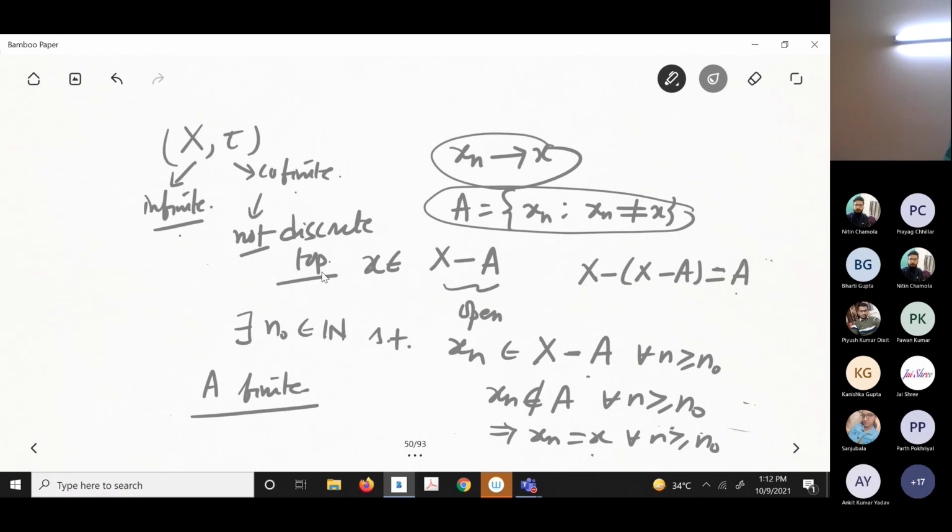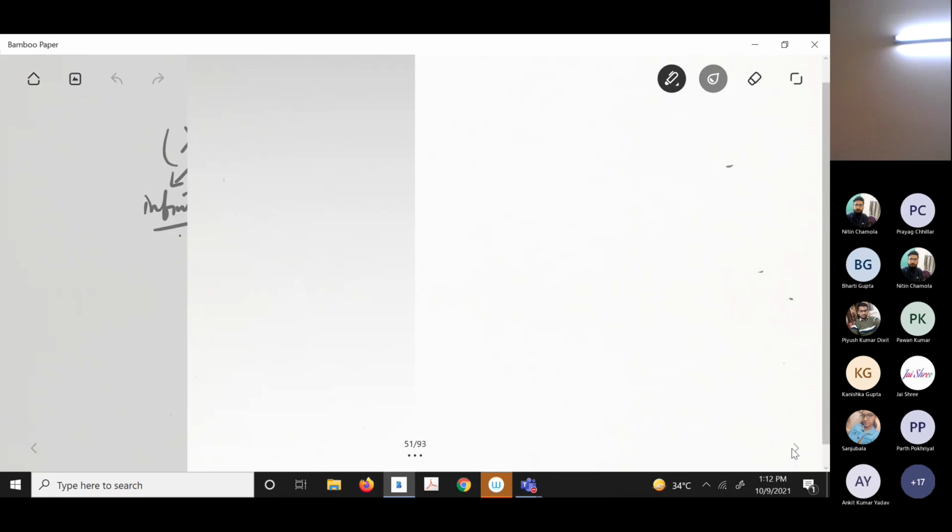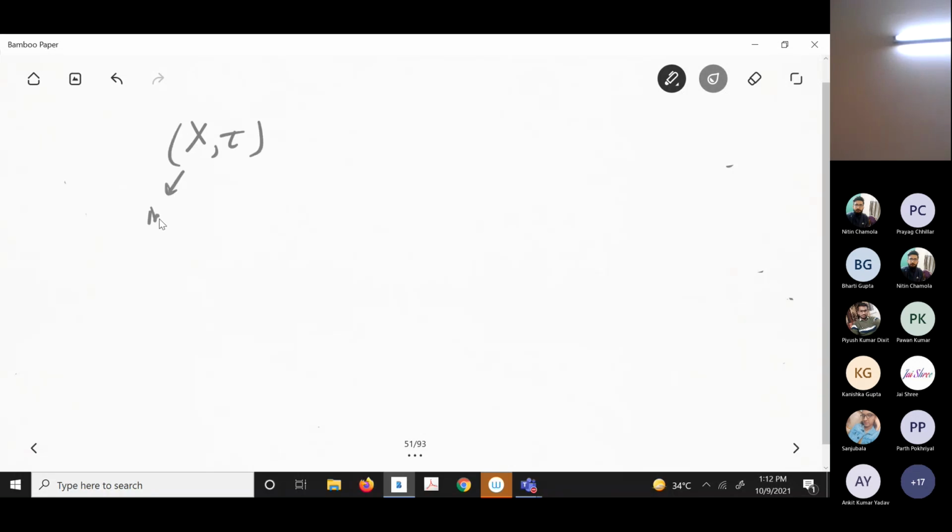This semester you may not need it, but next semester you'll need it. Now again, look, I'm asking about the sequential characterization of closure point, whether it is possible here. This is infinite, this is cofinite. Take uncountable.